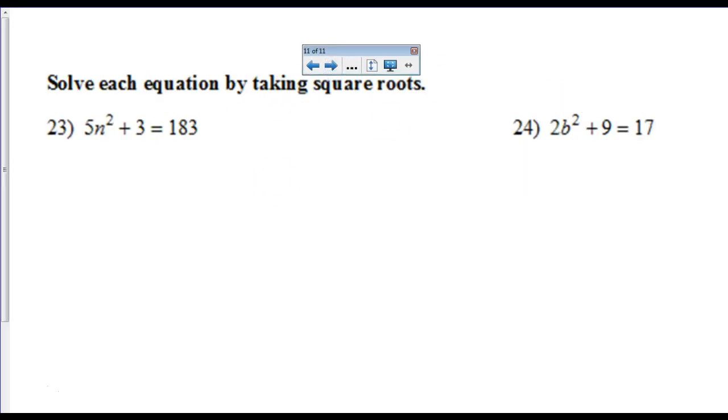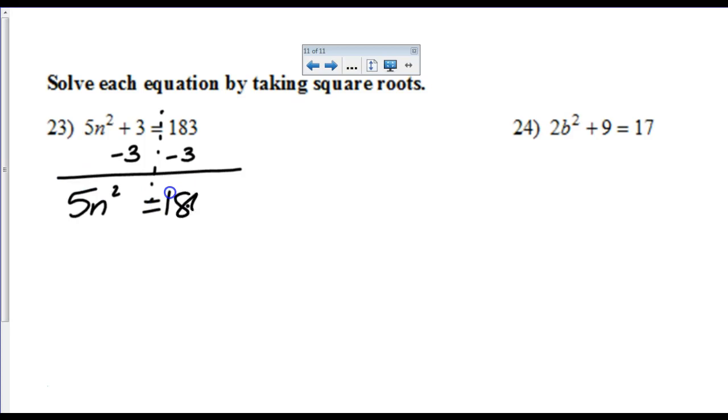All right, solving by taking the square root of both sides. Not too bad. It's an equation, so we know we want to isolate the variable. I'm going to start by subtracting 3 to move it away from the variable. And I'm not ready to square root quite yet because I still have a coefficient in front of the n. So I'm going to divide by 5 on both sides. Oh boy, I always forget what that one is. Must be 36, huh? So this says n squared equals 36.